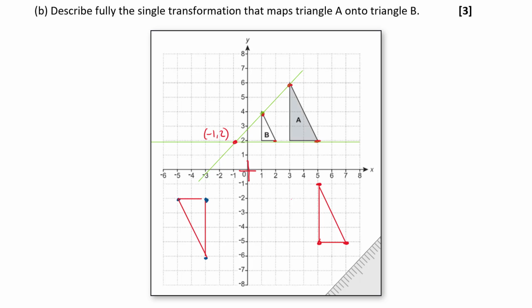Now I need to give 3 bits of information. It's an enlargement is one thing. It has a center of enlargement at (-1, 2). That's the second thing. And the third thing is going to be the scale factor. Now notice that this line here is 4 units and its matching side is 2, which is half as big. So that's telling me that the scale factor is a half. Okay, so they're the 3 things that I need to mention when I describe this transformation.